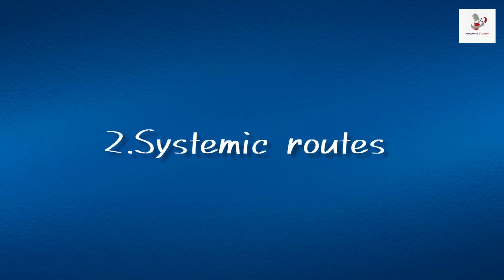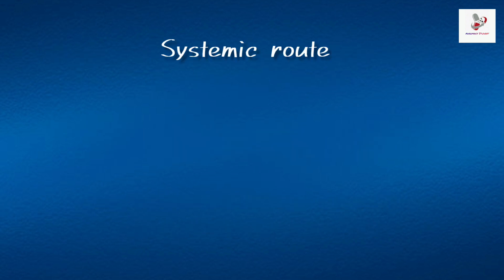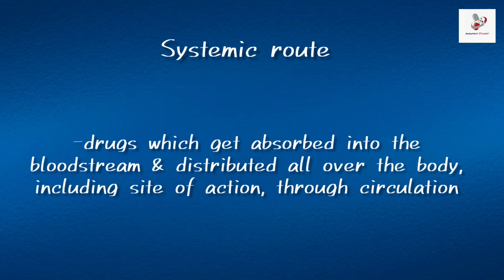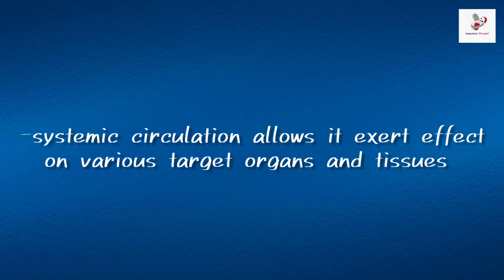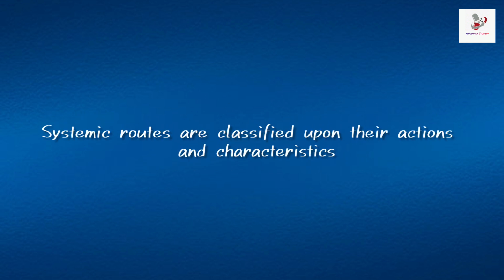And the second one is systemic route. The systemic route refers to the administration of drugs that are intended to be distributed throughout the entire body via the bloodstream. This route ensures that the drug reaches the systemic circulation, allowing it to exert its effect on various target organs and tissues. So the various systemic routes are classified based upon their action and characteristics. We go and discuss each and every one.